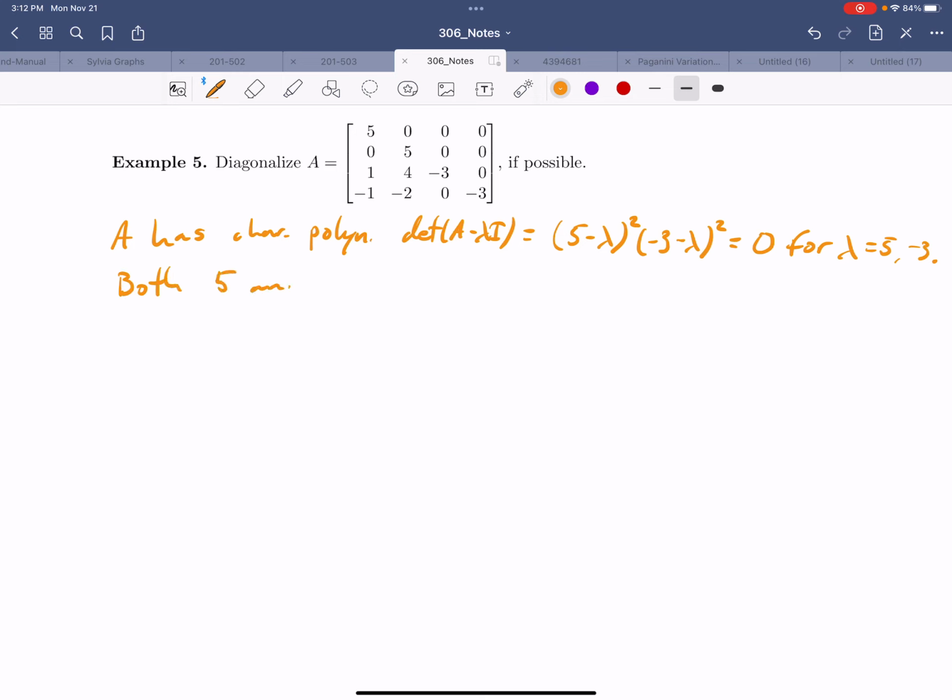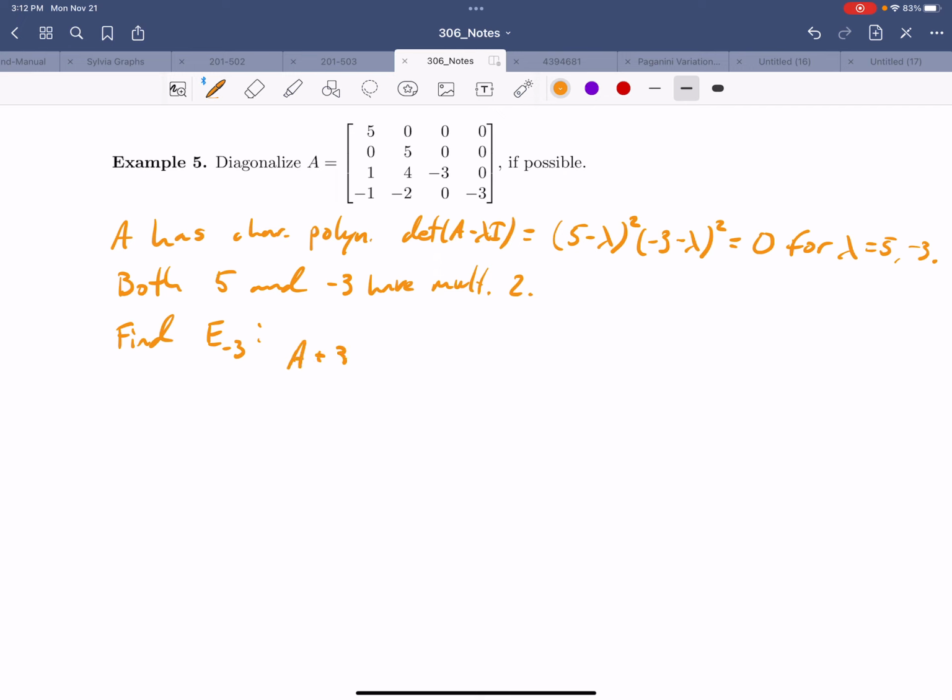Both 5 and negative 3 have multiplicity 2. So if the dimension of each of these eigenspaces is 2, then A will be diagonalizable. So first, let's find the eigenspace of, we'll just do negative 3.